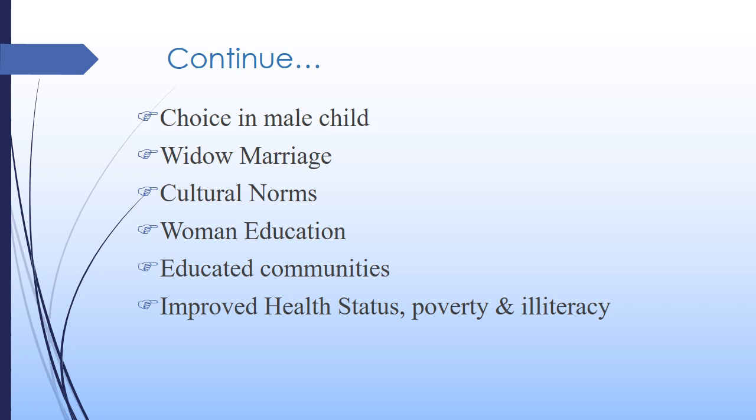They want male children, so they keep on bearing one child after another. Then widow marriage also leads to more population. Then cultural norms, due to their culture they also have more children. Then women's education, where poor literacy leads to more population. Then educated communities, this also leads to overpopulation. And improved health status, poverty and illiteracy.